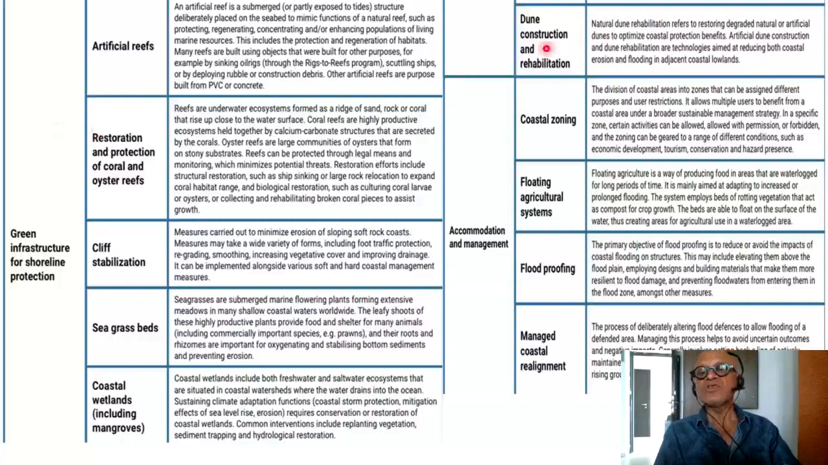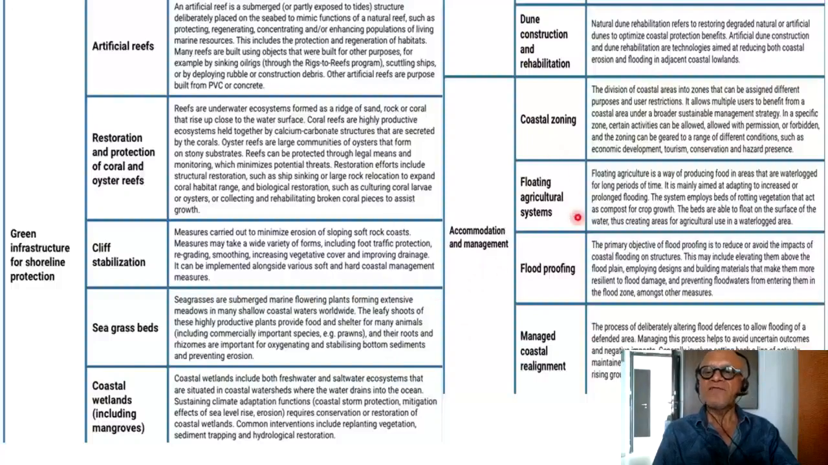What are dune construction and rehabilitation, as an example, after skipping all this text? Natural dune rehabilitation refers to restoring degraded natural or artificial dunes to optimize coastal protection benefits. Artificial dune construction and dune rehabilitation are technologies aimed at reducing both coastal erosion and flooding in adjacent coastal lowlands.